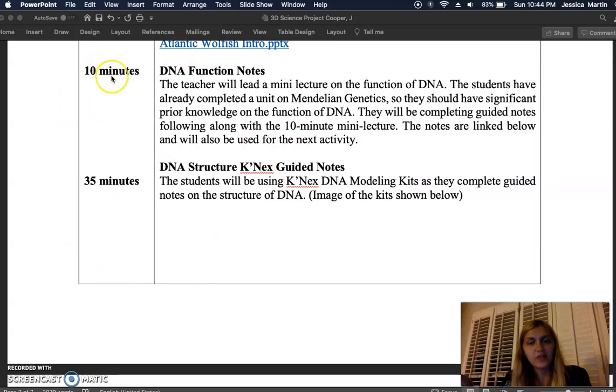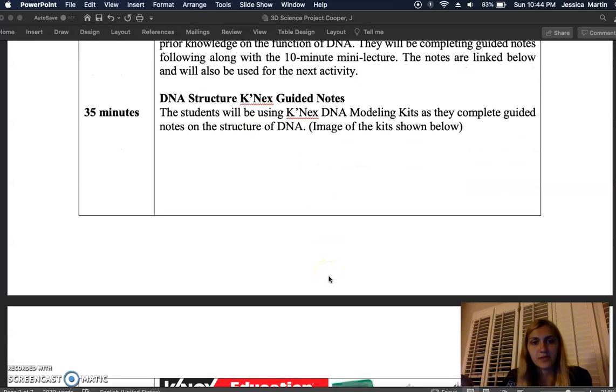So the first bit, we're going to do kind of a mini lecture where I will be teaching the students about kind of the function of DNA, hopefully activating prior knowledge. And then they're going to be continuing on the notes on their own with a partner to use Kinnex modeling kits to build the structure of DNA and make observations and conclusions based on what they're building, kind of reinforcing that inquiry of three-dimensional learning.